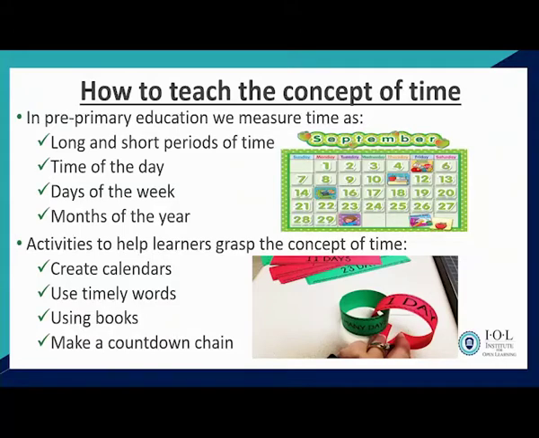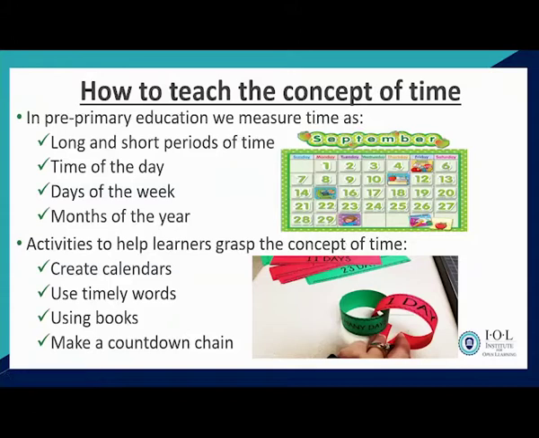Now, what are the activities that we can do for them to grasp a concept of time? We create calendars. There's an example. We make some calendars in the class. And on our calendar, we can have the birthday groups for a specific month. So we can have photos of the learners who have their birthdays in a specific month. So on our calendars we can have that.